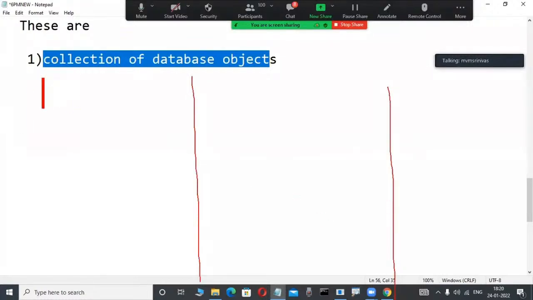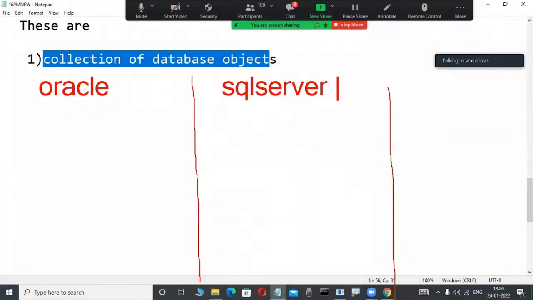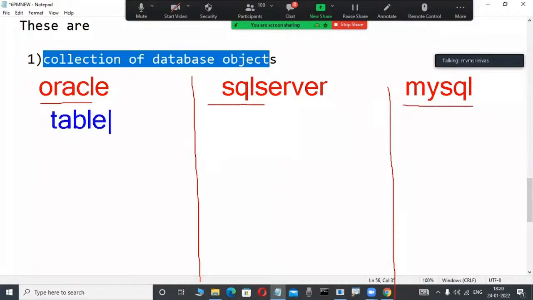Even if you are a first-time newcomer, you can understand. Suppose you are learning an Oracle course. Oracle is a relational data model product. Others may be learning SQL Server, which is also a relational data model product, and MySQL is one from a different company. But which database objects are available? A table is a database object. Here also a table is there, and in MySQL also a table is there.